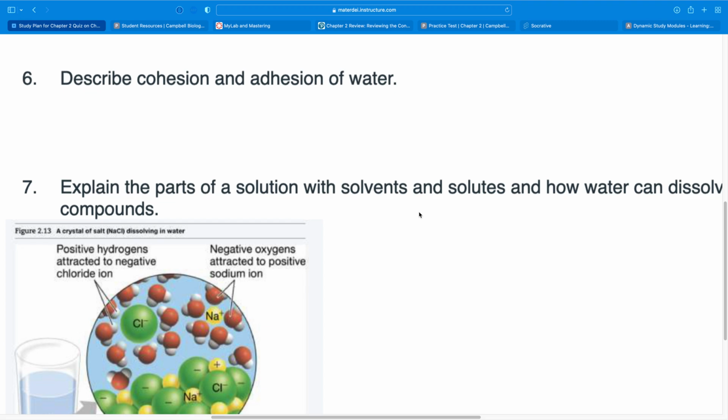Cohesion, when a molecule sticks to itself. Adhesion, when a polar molecule sticks to something else. Yeah, we talked about the football team being cohesive. Those are all football players, like all polar water molecules sticking together.